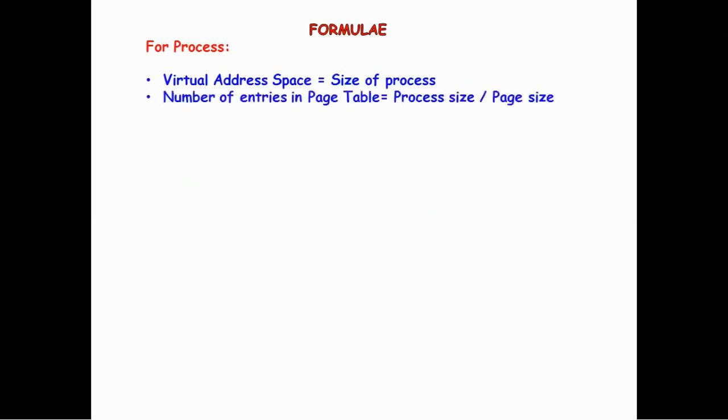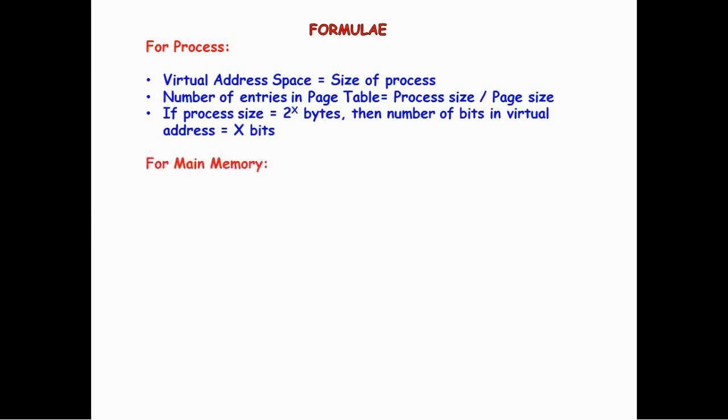Here let us see few formulae for solving problems that come under paging. For processes, virtual address space is equal to size of process. Then if we need to calculate the number of entries in a page table, then it can be calculated by the formula process size divided by page size. If process size is equal to 2 power x bytes, then the number of bits in virtual address is equal to x bits. This is x bits, not bytes.